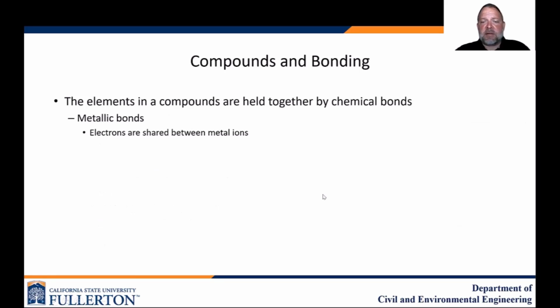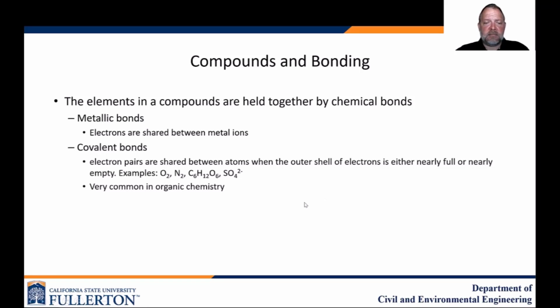The elements in compounds are held together by chemical bonds. One is metallic bonds. That's when you have electrons shared between metal ions. One is covalent bonds. Electron pairs are shared between atoms when the outer shell is either nearly full or nearly empty. Examples are oxygen, nitrogen, C6H12O6, sorry, that's glucose, blood sugar, and sulfate, SO4 2 minus. It's very common in organic chemistry. That's why I use glucose as an example.